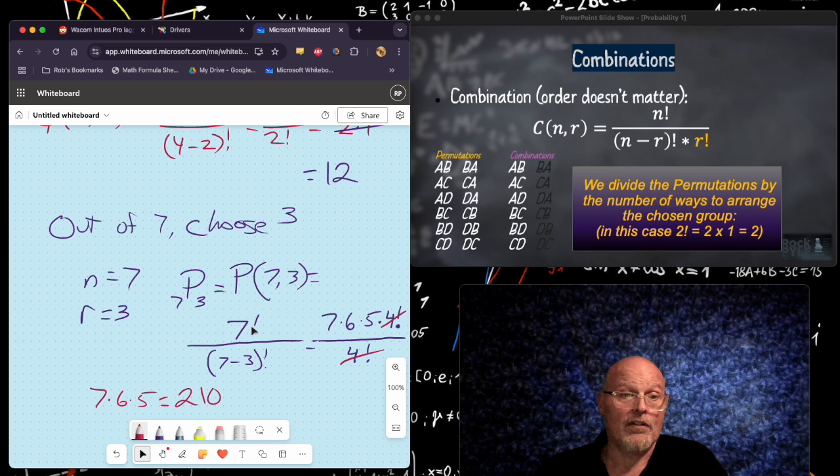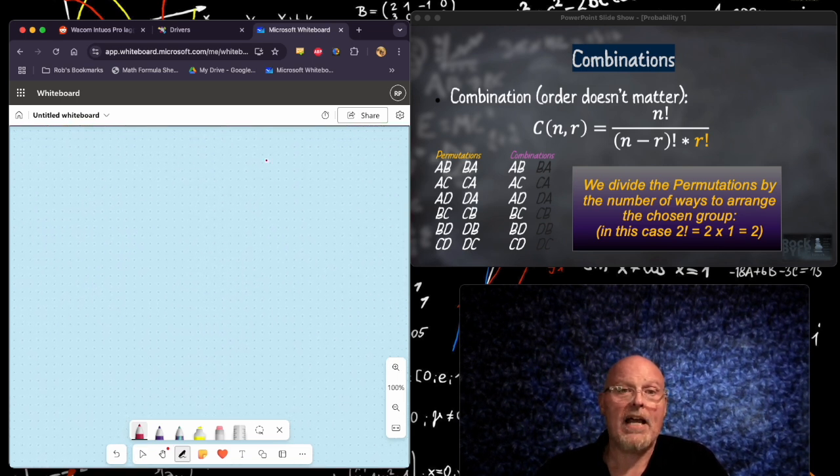And then finally, we're going to look at combinations where the order doesn't matter. And so here we're going to look back at where we did our permutations and combinations for the 2-digit choices. So we ended up with 12 permutations and 6 combinations because we divided the number of permutations by 2, because a 2-digit unit can have 2 different ways, right?